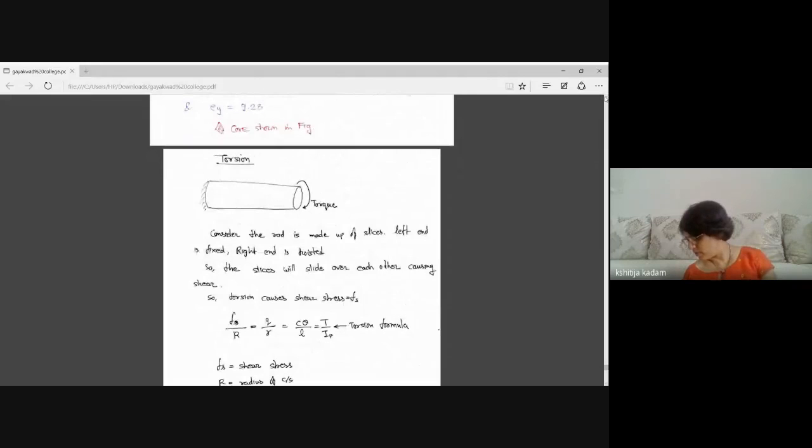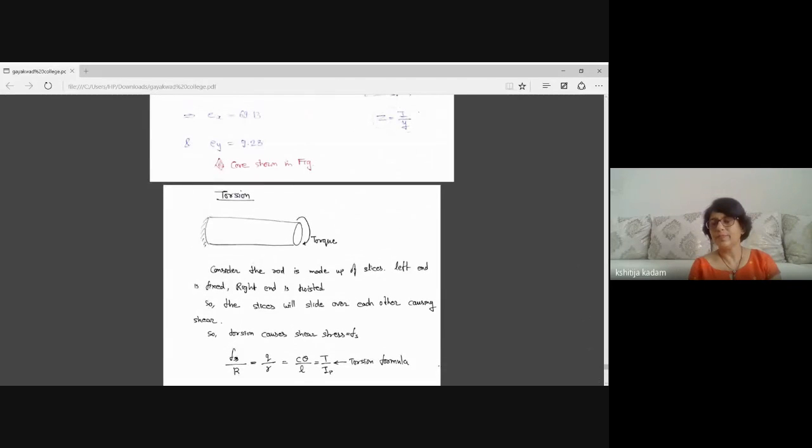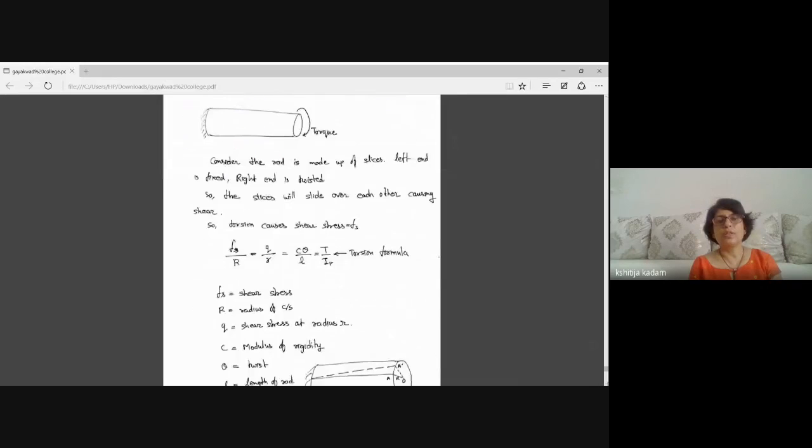Now we will go to the last topic allotted to me, which is torsion. So torsion, consider the rod and consider that it is made up of slices.